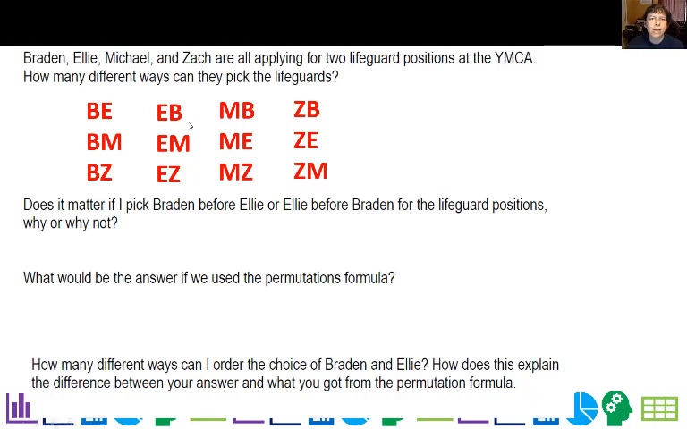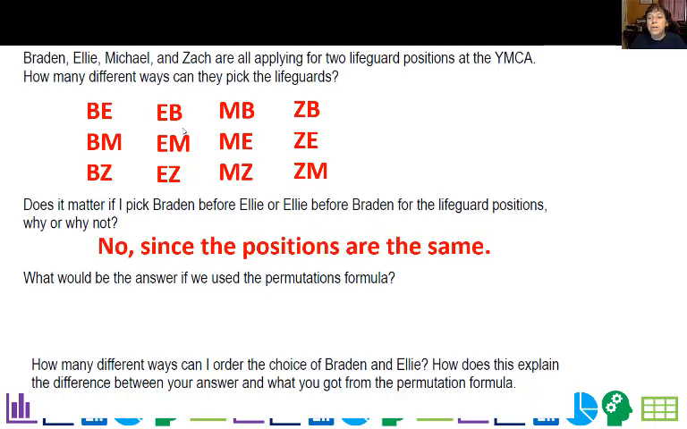But the question is, is there really a difference between Braden and Ellie if I hire them that way or that way? As far as they're concerned, those 2 lifeguard positions are the same, right? And they are. So we would say no, there isn't any difference, okay? So what do I need to do? I need to cross off all the duplicates, all right? So I've overcounted how many ways to fill the positions because the order didn't matter. So if we use a permutation formula, you saw we got 12, right? So how could we fix that? We want 6 instead of 12.